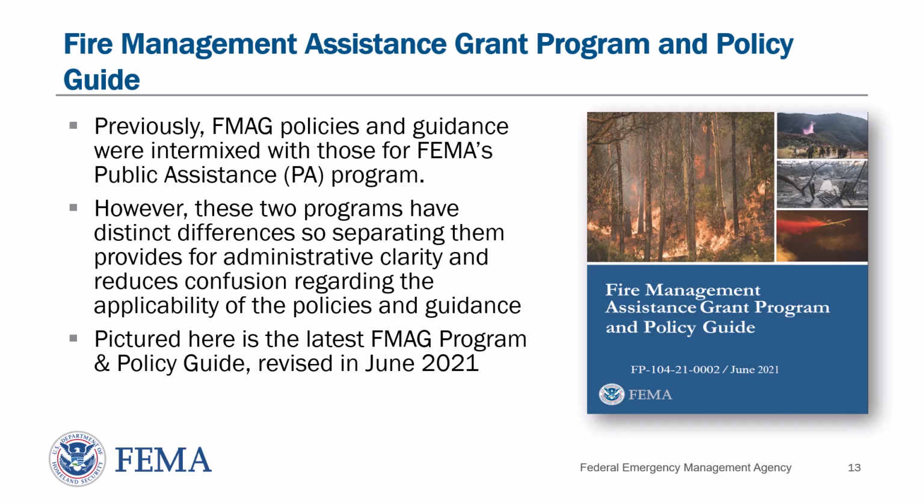The FMAG Program and Policy Guide applies to incidents declared on or after June 30th, 2021. Policies are written to clarify or provide direction regarding the applicability of a statute and regulations to specific situations. Also provides clear and concise policy language to minimize multiple interpretations. Previously, the FMAG policies and guidance were intermixed with those for FEMA's Public Assistance Program. However, those two programs have distinct differences, so separating them provides for administrative clarity and reduces confusion regarding the applicability of the policies and guidance.